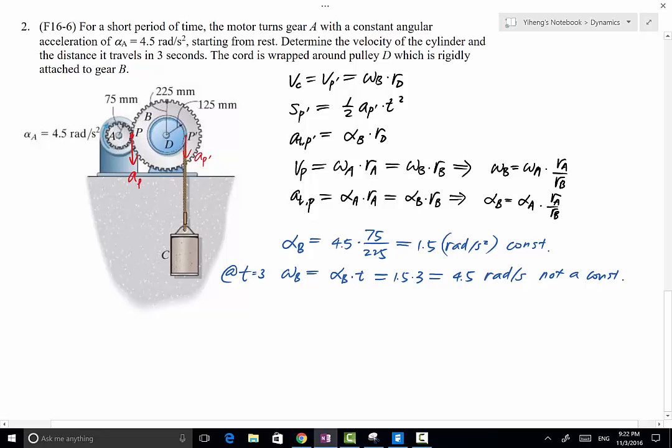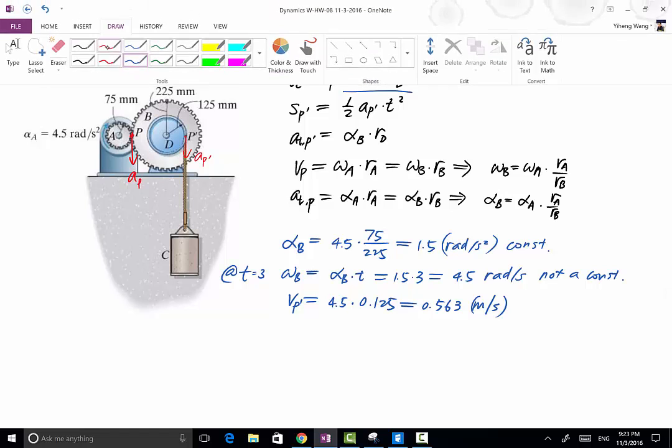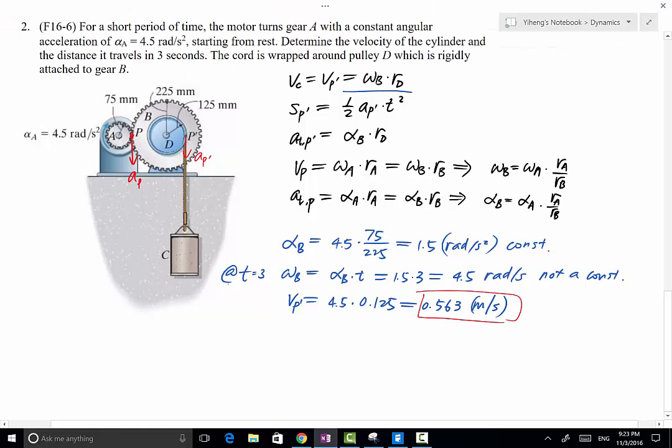But with omega B, we can calculate Vp prime actually. Vp prime equals omega B times Rd. Therefore, that is 4.5 times 125 millimeters. Therefore, that's 0.125 meter, which equals 0.5625 or 0.563 if we take 3 significant figures in the unit of meter per second. Again, that is at t equals 3 seconds. It's not a constant.